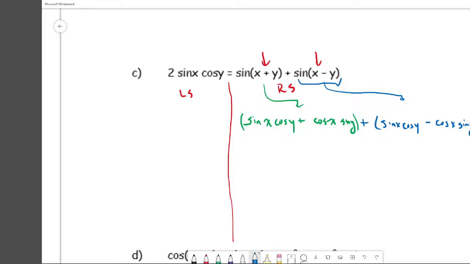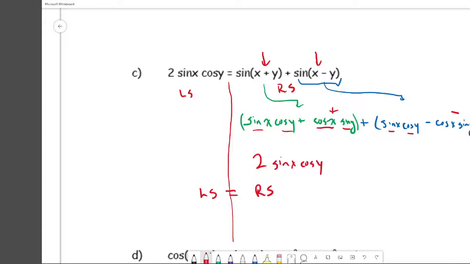Now when you look closer, you will see that sine x cos y is repeated twice, so we can add them together: 2 sine x cos y. Meanwhile, cos x sine y is positive in one and negative in the other, so they cancel. What we're left with is actually the other side. The left side is equal to the right side, and that is all it takes. In my opinion, this is a rather easy one.